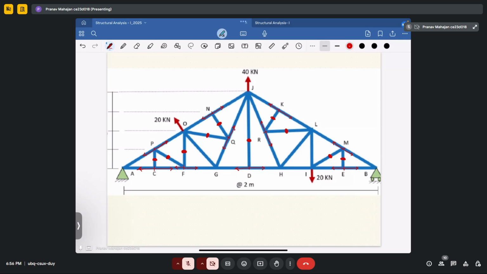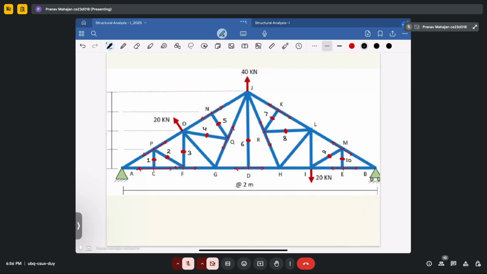So now I won't be able to find any other force in this whole truss which is equal to 0. Now let's count the total number of force members in which the forces are coming out to be equal to 0. So this is first, second, third, fourth, fifth, sixth, seventh, 8, 9, and 10. Okay, fine.